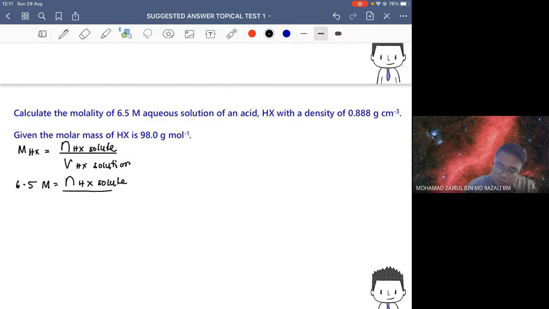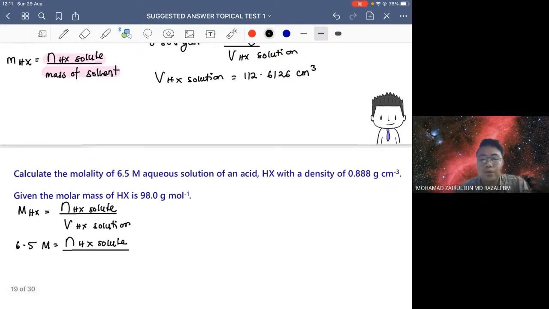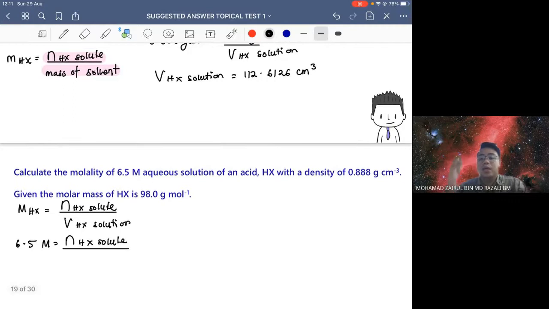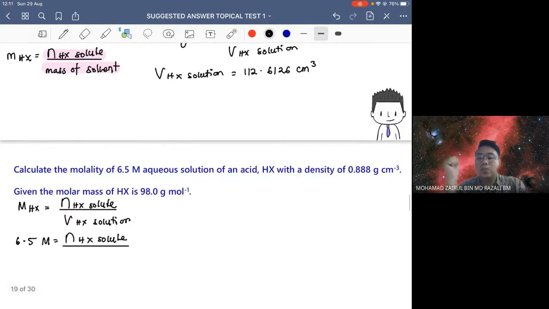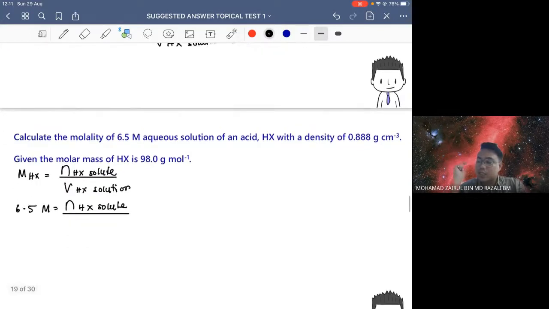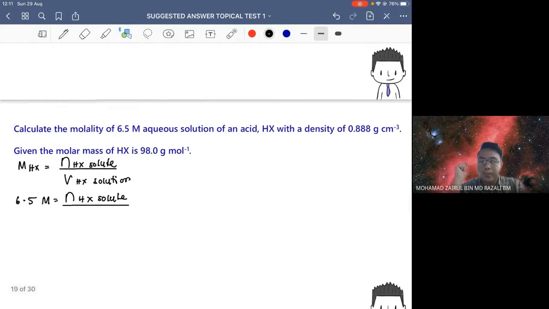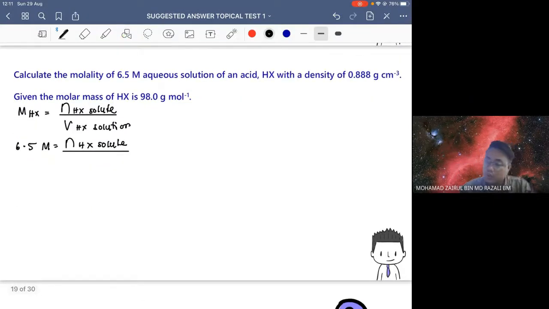So volume solution, yang kita dapat ini volume solution adalah dalam bentuk centimeter cube. In order to calculate molarity, the volume must be either in decimeter cube ataupun liter. So for this case, kita kena convert kepada decimeter cube. So awak divide by 1000, awak akan dapat 0.112626 decimeter cube. So the mole of HX solute adalah 0.732 mole. So awak akan dapat ni.